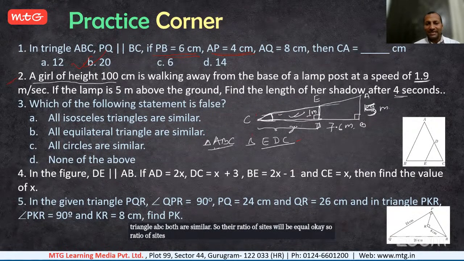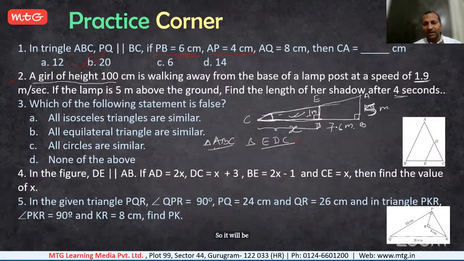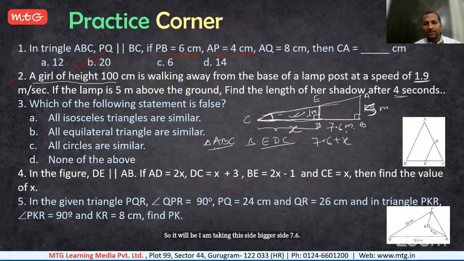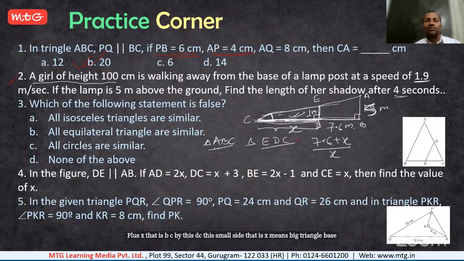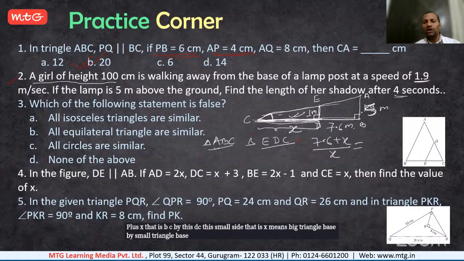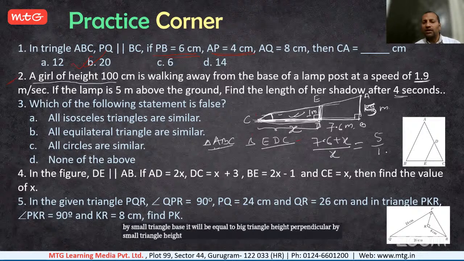I'm assuming the shadow length as X. I'm taking the bigger side, 7.6 plus X, that is BC, by this DC, the small side, that is X. Means big triangle base by small triangle base will be equal to big triangle height, the perpendicular, by small triangle height, that is 1. Okay, so just calculate for X.